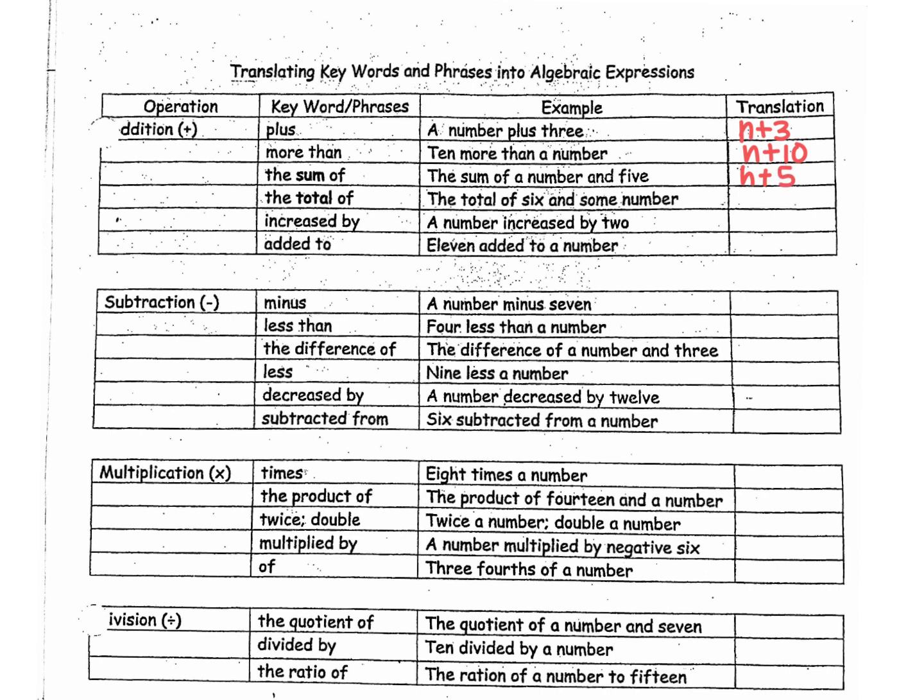I don't know what the sum is yet because I don't have the value of n, so I'm just going to write the expression. No equal sign. The next one, increased by a number n. Oh, sorry, I skipped one. The total of 6 and some number. 6 plus n. Notice how I'm also going in order of how it's listed.